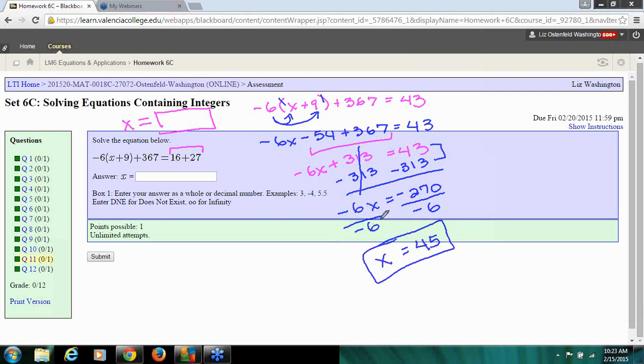And again, we're dividing by negative 6 because negative 6 is being multiplied by the x. So the opposite operation of multiplication is division. Any questions about that one?